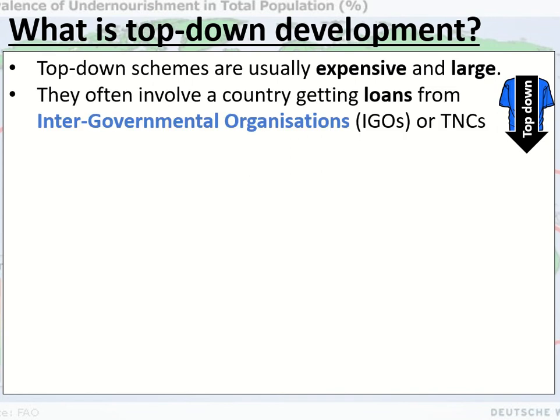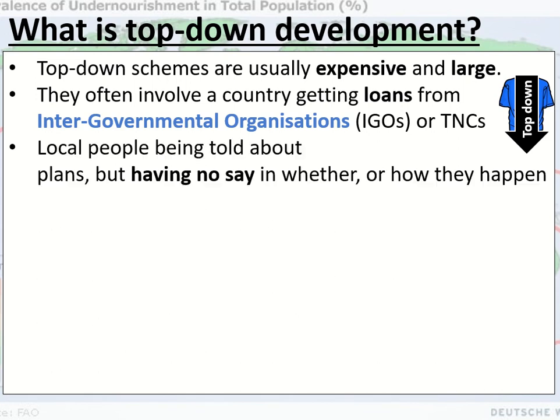They often involve a country getting loans from either an IGO, an intergovernmental organisation, like the World Bank for example, or from a transnational corporation like Apple, Nike, Adidas, Coca-Cola or anything like that. Okay, so they're big, expensive, and they often involve a country getting a loan.